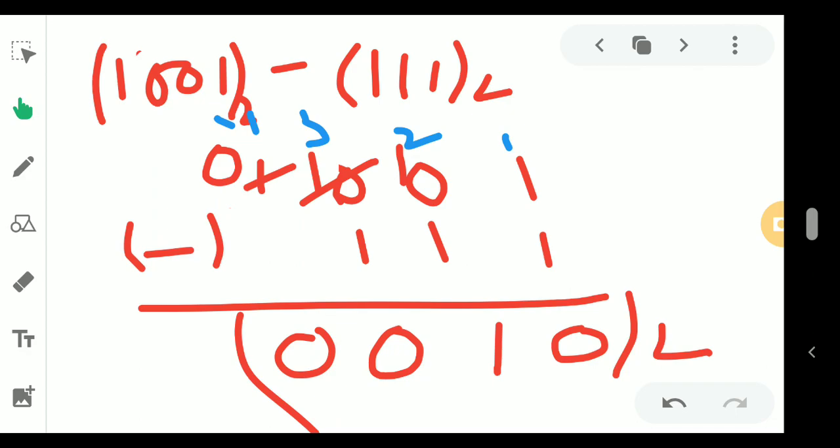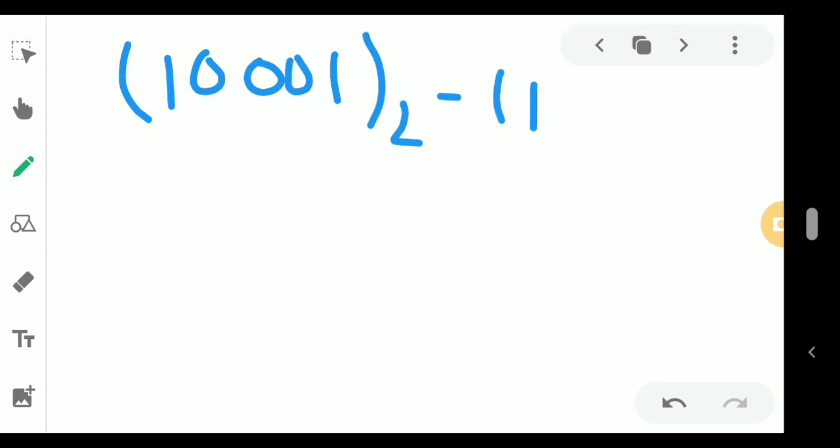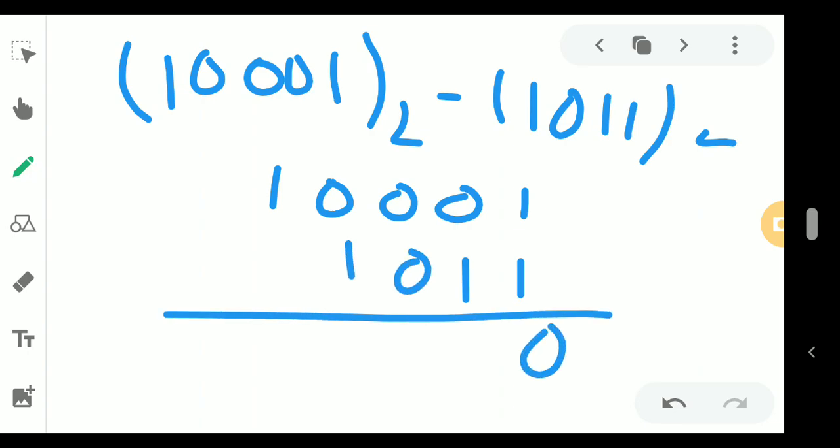Okay, so another problem we can solve, that is 1 0 0 0 1 minus 1 0 1 1. So 1 0 0 0 1 and 1 0 1 1. 1 minus 1, 0. Okay, so it's done. 1 minus 1, 0. Okay, here I need to take a borrow. But for borrow, from which digit? From here I'm giving over here.